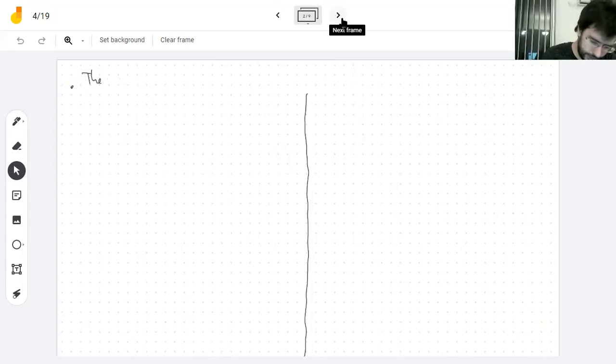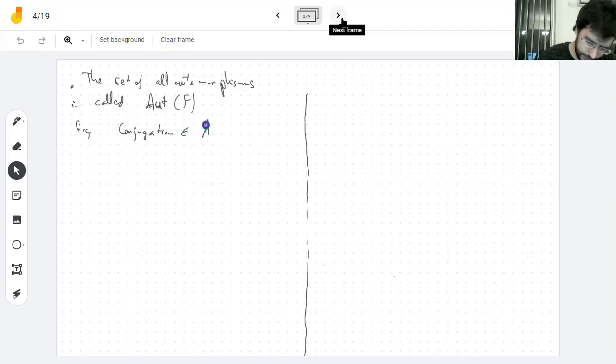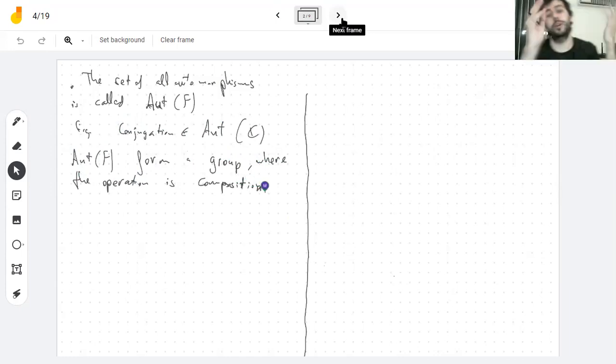So the set of all automorphisms is, I'm just going to write it odd. That's how we usually write it. So I would say that conjugation is an element of the automorphisms of the complex numbers. And the thing is that the automorphisms of F form a group, where the operation is composition. So you do one automorphism and then you do another. For example, you conjugate and then you conjugate again. That's what I'm calling multiplication of automorphisms.